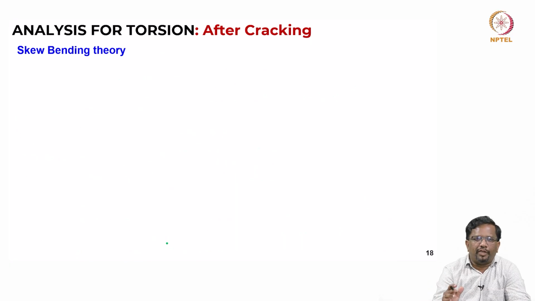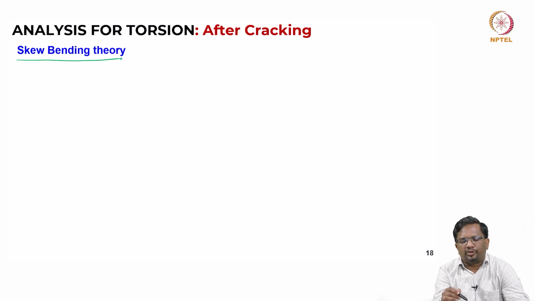So, this is a very elegant way using hollow thin tube theory that we can calculate your cracking torsion and your twist per unit length for an applied torque. Now, there is one more theory that was proposed in the 1970s. It is called skew bending theory.